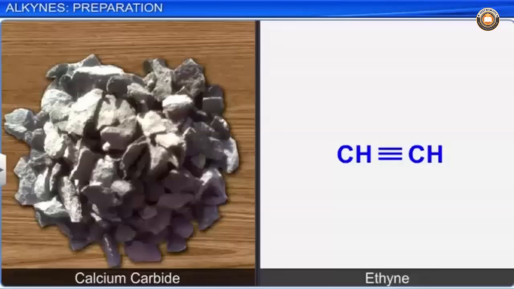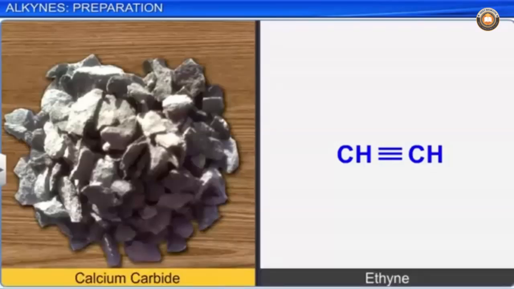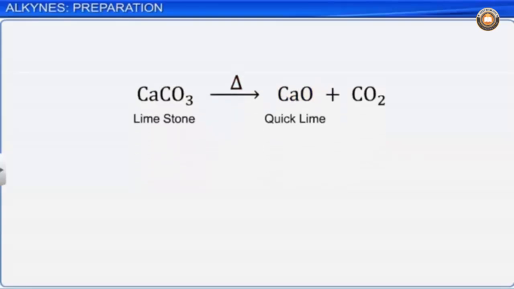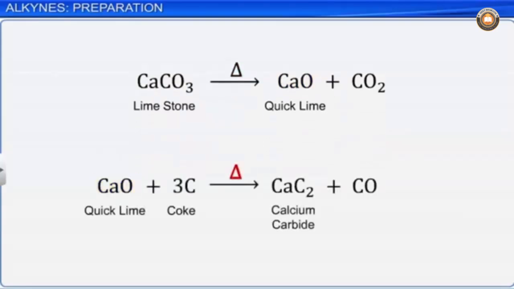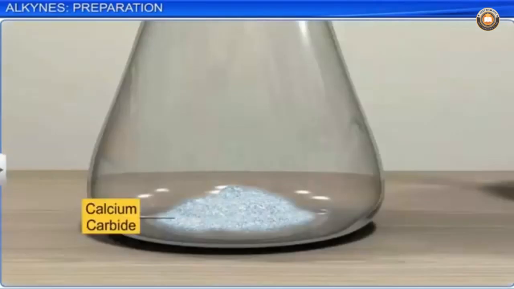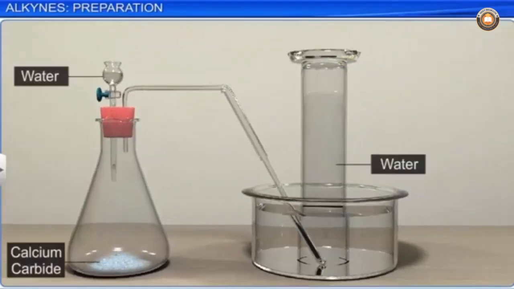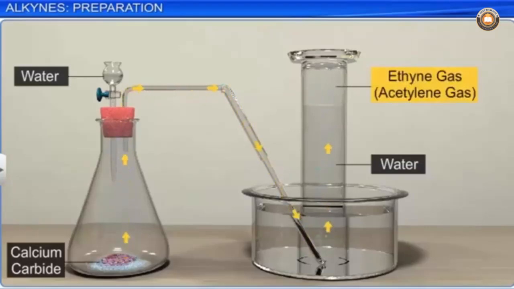First, let's look at the industrial preparation of ethyne from calcium carbide. In this method, initially limestone is subjected to thermal decomposition, which results in the formation of quicklime. Quicklime obtained is heated to high temperatures with coke to get calcium carbide. When this calcium carbide is subjected to hydrolysis, ethyne or acetylene is formed.